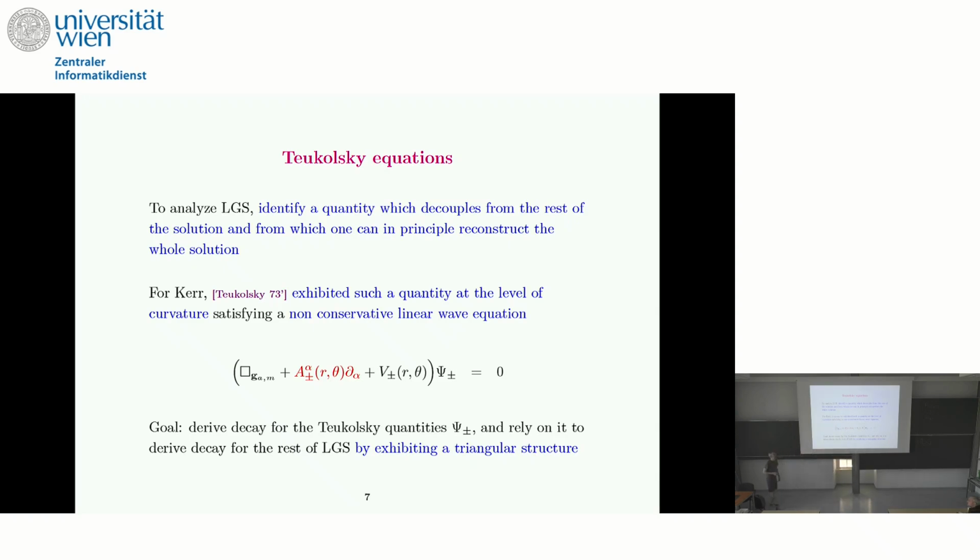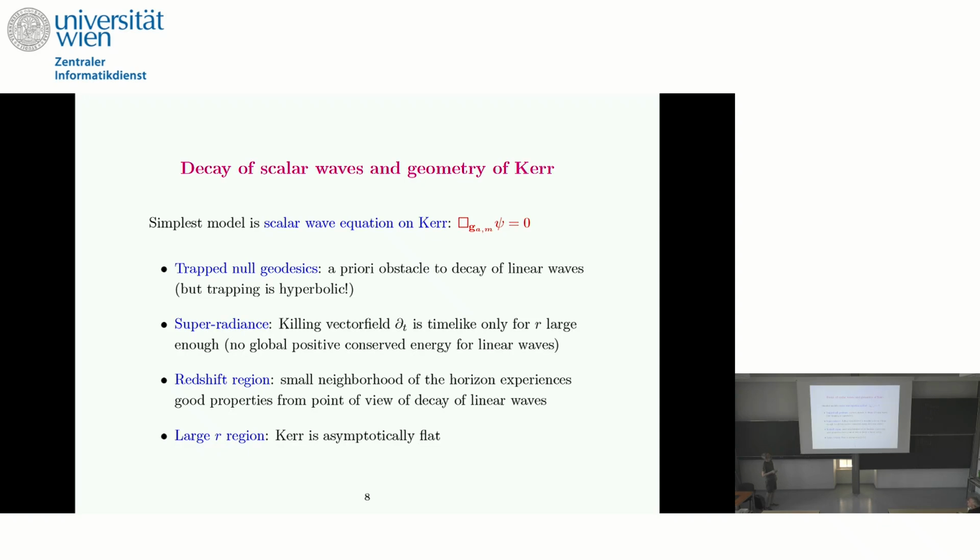Okay, the scalar wave on Kerr. So in other words, this is the simplest linear model you can think of. Of course, you'll have to go from this to Teukolsky, because it is Teukolsky that pops up and not the scalar wave. But it's natural to assume that you have to deal with it first before understanding Teukolsky.